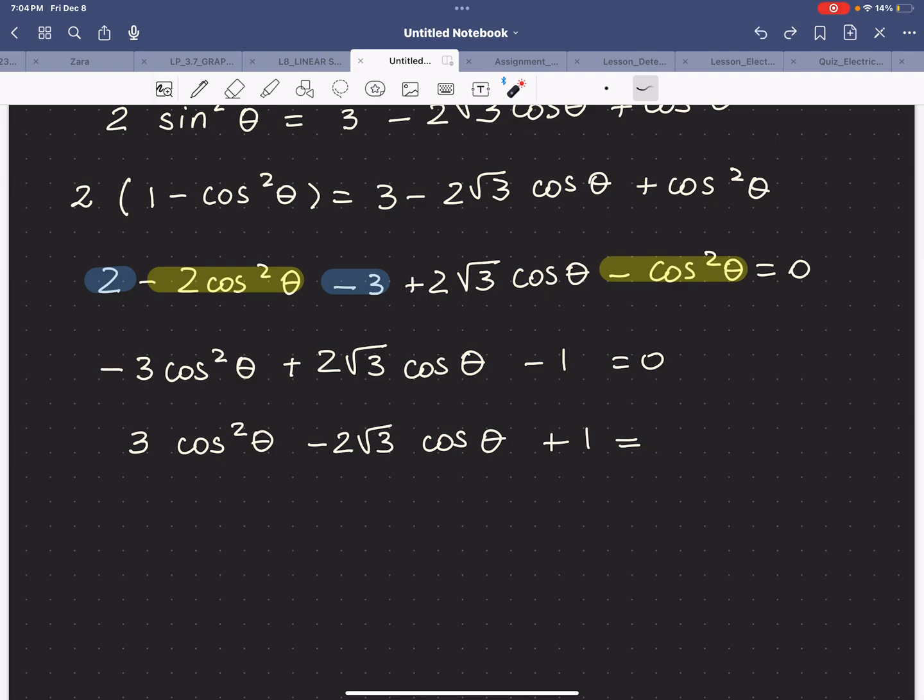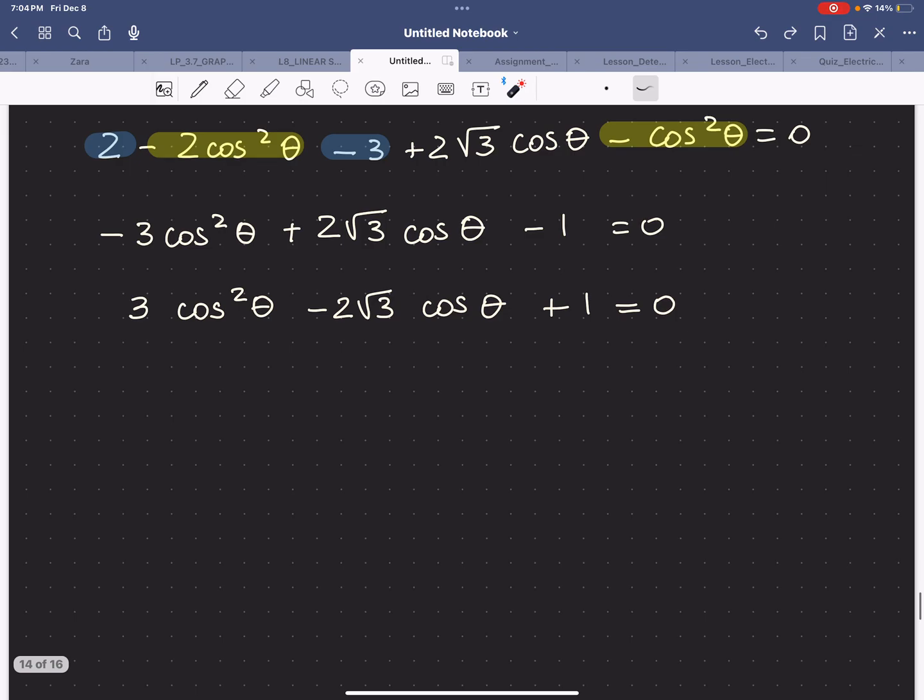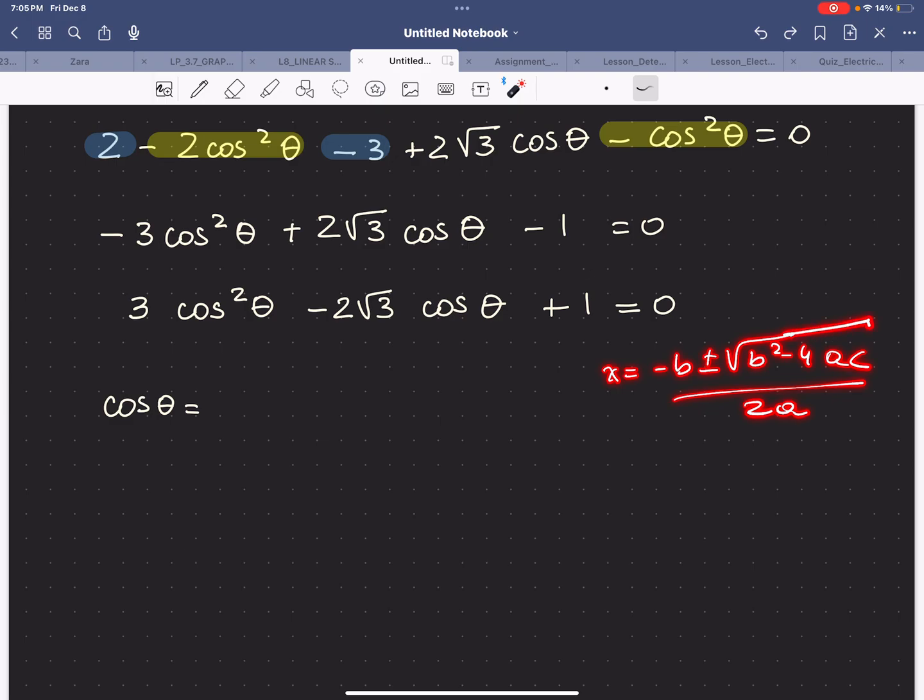And here we go. We are multiplying, or you can think of it as dividing, every term in the equation by -1, and we obtain 3 cosine squared theta minus 2 root 3 cosine theta plus 1 equals 0. So quadratic formula, here we come. So cosine of theta, which is our unknown, would be equal to, remember that the quadratic formula is -b plus or minus the square root of b squared minus 4ac, divided by 2a. Oops, let's extend this root.